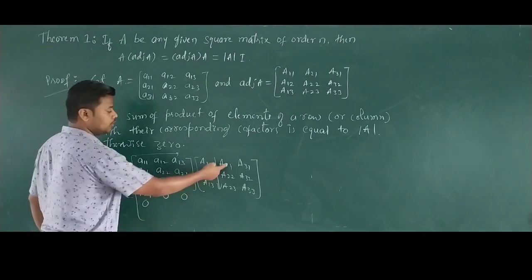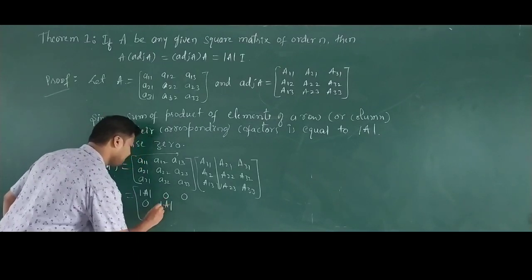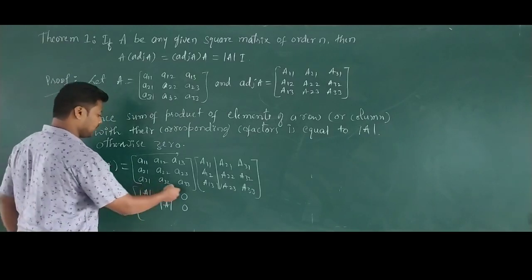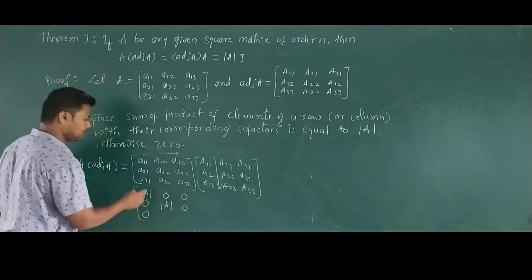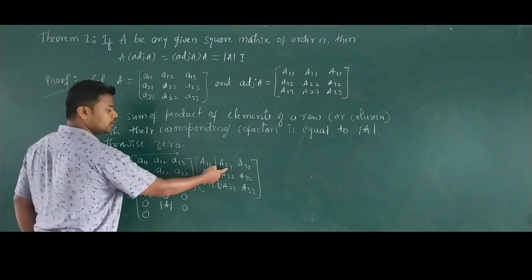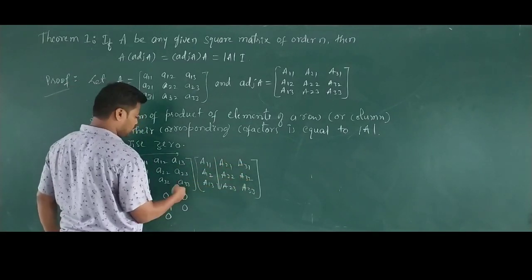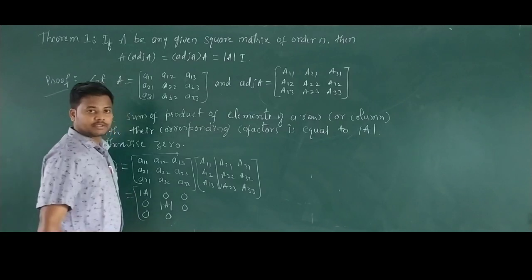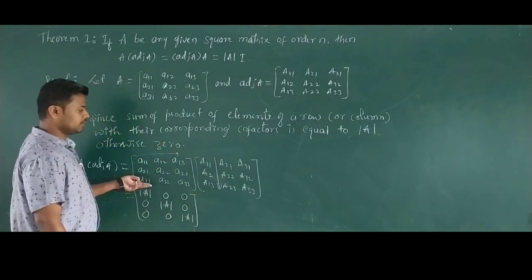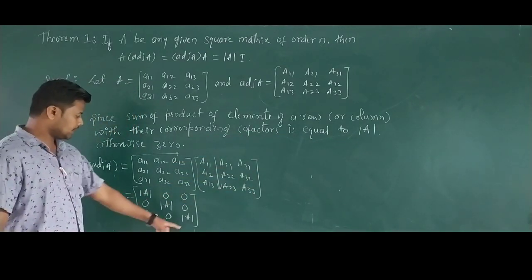elements of the second row with their corresponding cofactors give the determinant of A. Again with the row and a different column, you get 0. So A31 into A11 gives 0, and A31 into A21 also gives 0. Next, A31 A32 plus A33 into A33 gives the determinant of A, because elements with their corresponding cofactors give the determinant of A.